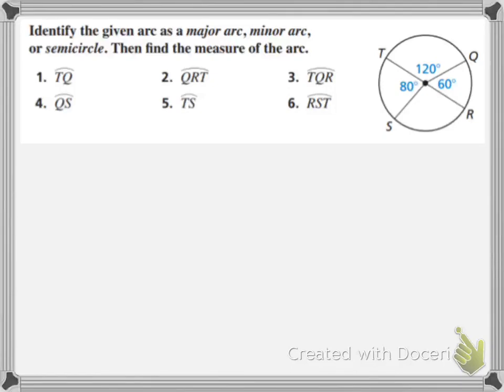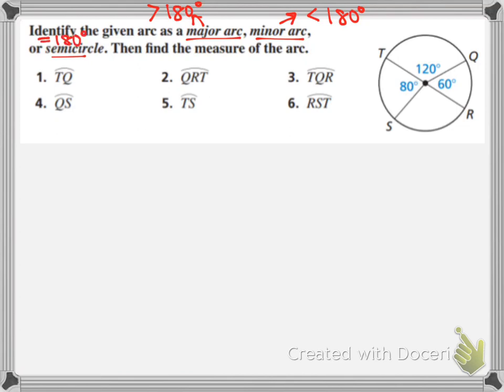All right, so we're going to finish the 10.2 notes. I believe these problems are on the second to last page. We're going to identify the arc as major, minor, or a semicircle. A major arc is one that is greater than 180 degrees. A minor arc is less than 180 degrees, and a semicircle is equal to 180 degrees.